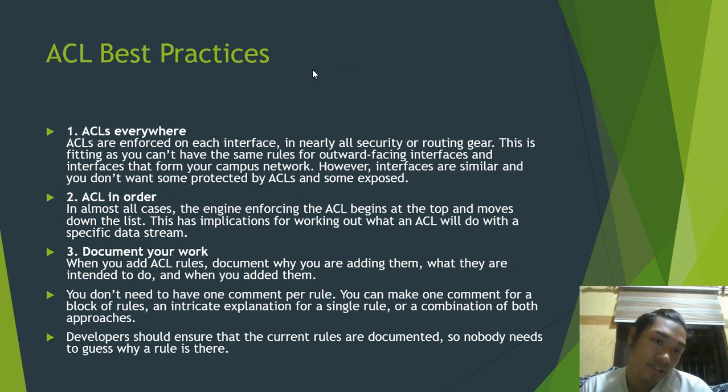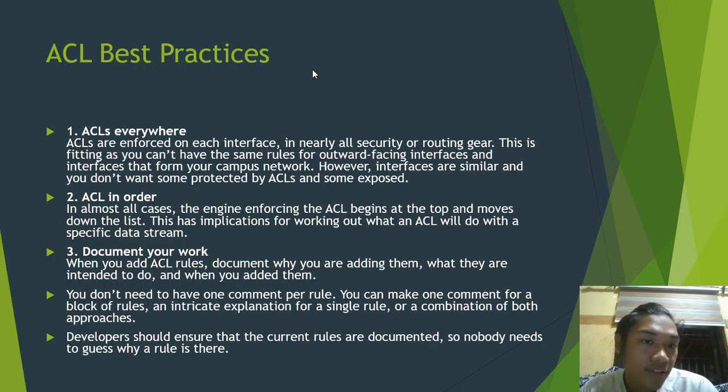ACL best practices. ACLs everywhere, ACLs in order, document your work. ACLs everywhere: ACLs are enforced on each interface in nearly all security or routing gear. This is fitting as you can have the same rules for upward-facing interfaces that form your campus network. However, interfaces are similar and you don't want some protected by ACLs and some exposed. ACLs in order: in almost all cases, the engine enforcing the ACL begins at the top and moves down the list. This has implications for working out what an ACL will do with a specific data stream.